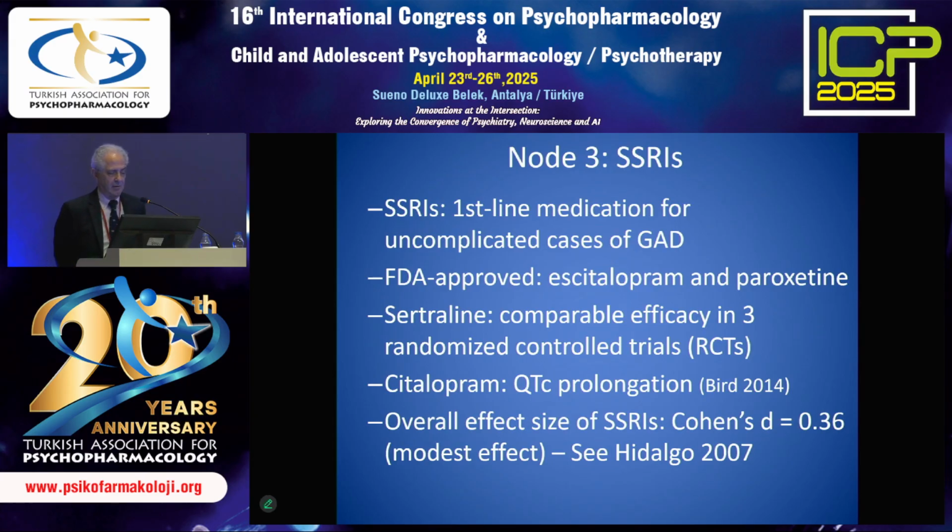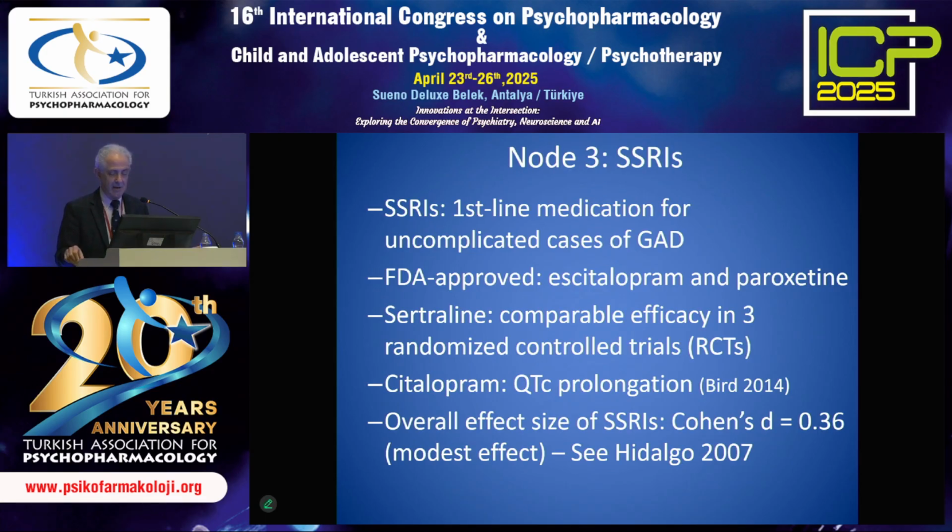So I already told you the 2 are FDA approved, but also sertraline has comparable efficacy in 3 randomized controlled trials. So that's okay. Citalopram, though, gives you the problem of QTc prolongation. It's fallen from favor. We don't use it because you can't go to certain doses, especially in older people, where the maximum is only 20. But overall, one can say about the SSRIs that they're not very effective.